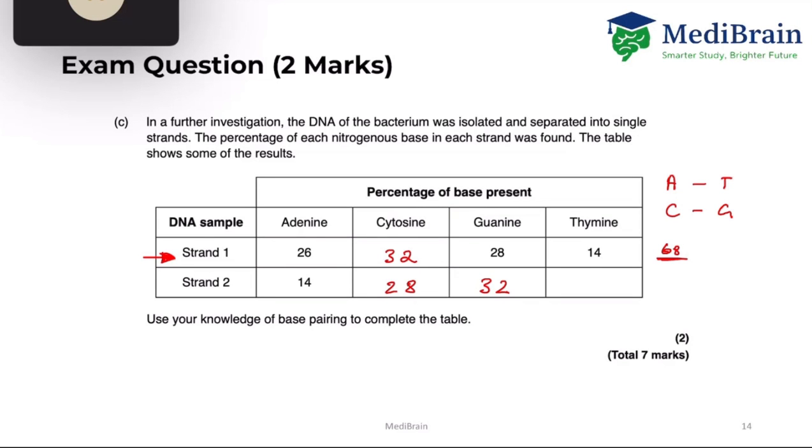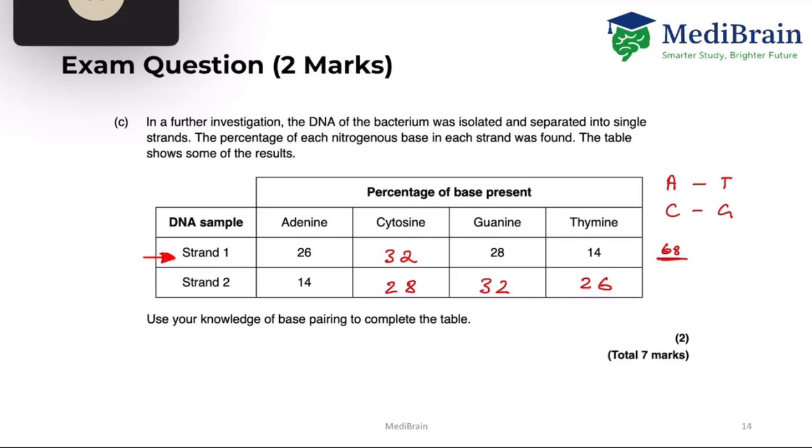Okay, and then finally, the adenine has 26% in strand 1. Because it has 26% in strand 1, it can only pair with thymine. So there must be 26% of thymine present in strand 2. Okay, so this was actually a really confusing table, but it's just about using your logic about what you already know and applying it to the question.